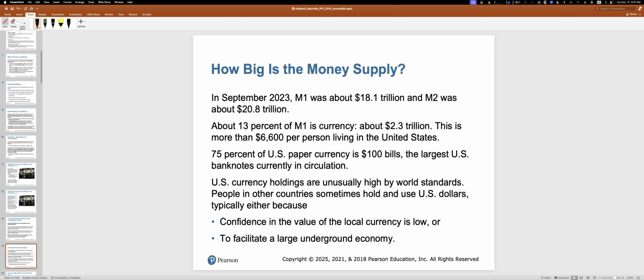I don't really need to say much more about this. I've already kind of said most of this. 75% of U.S. paper currency is $100 bills. You know how many $100 bills I own? None. I think my wife has a few from Red Money packets, but that's about it.